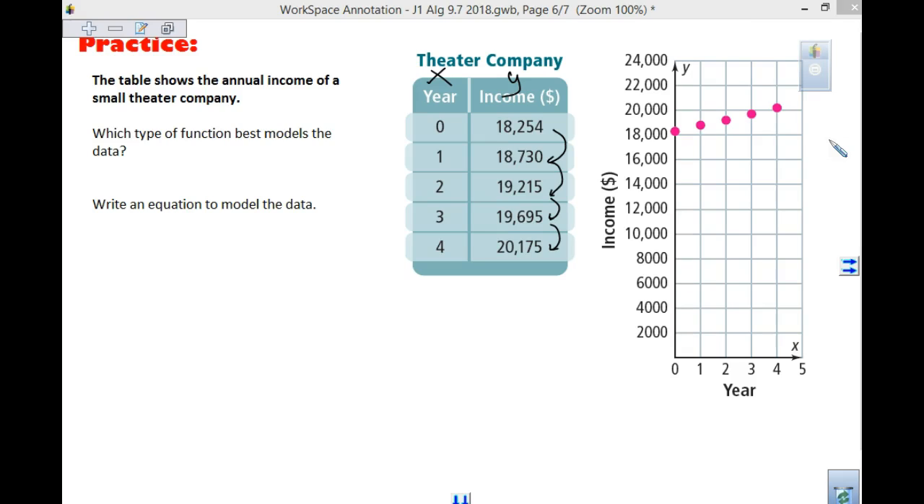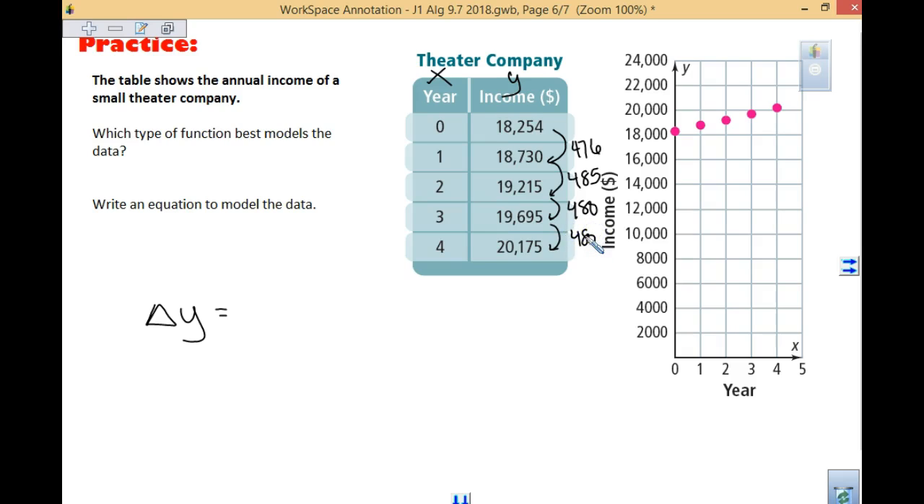What am I looking at for the change in y? Remember, this is change in y. First time it was what? 476. Next time it was what? 485. Next time it was 480. Next time 480.